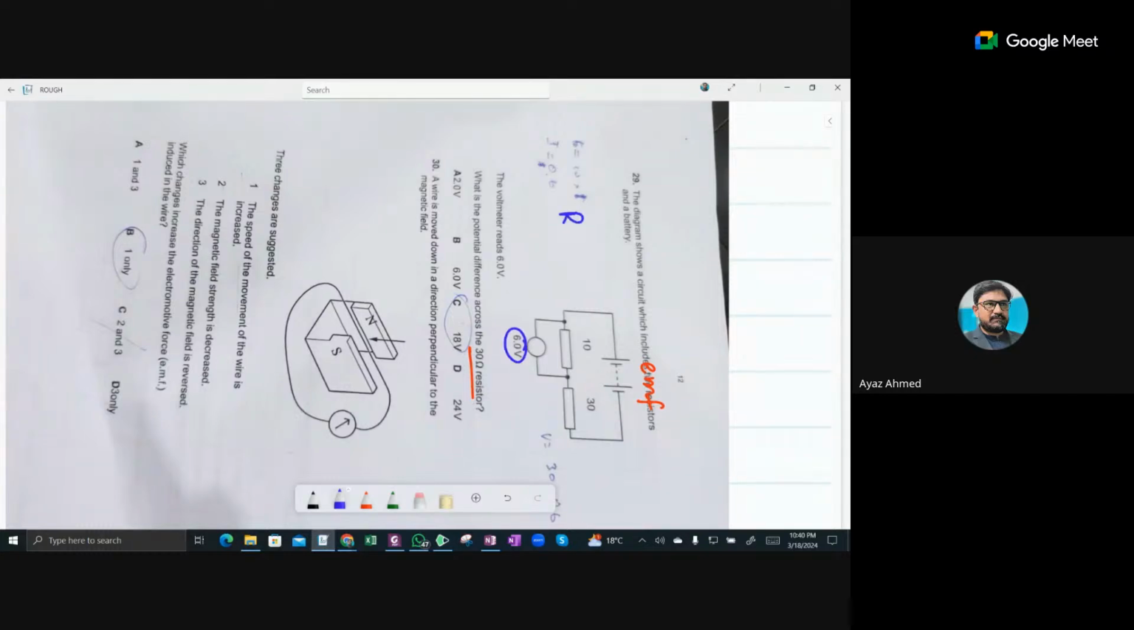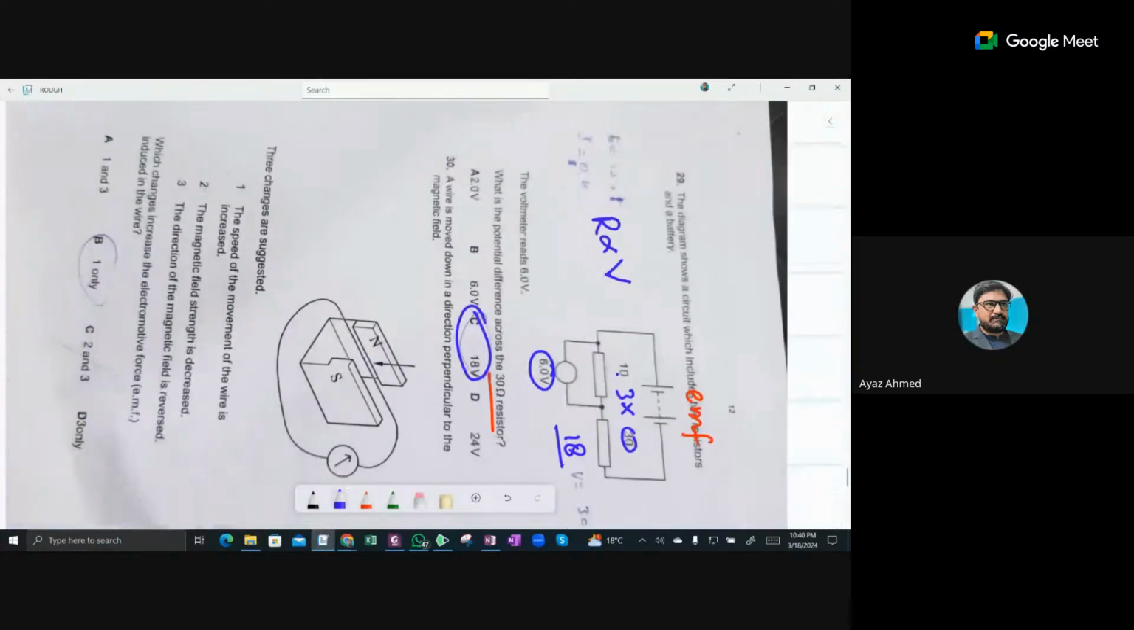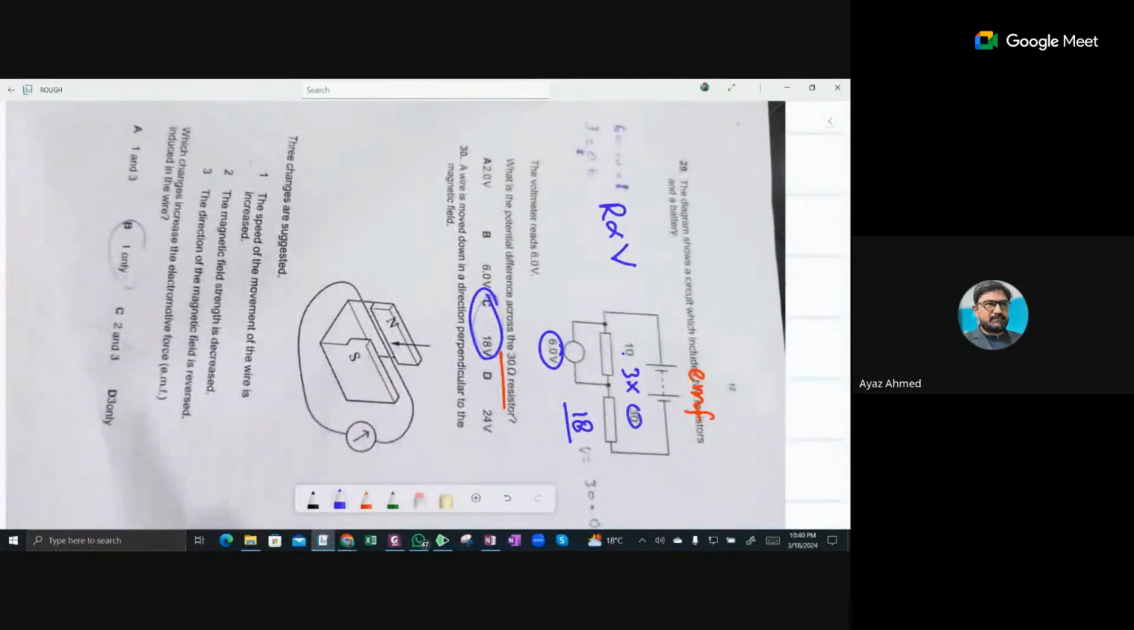Potential difference is directly proportional to resistance. So this one is 3 times of this one. It means the potential difference would also be 3 times, so it would be 18 volts over there. Got it? And what would be the EMF of the battery? So 18 plus 6, 24 volt.